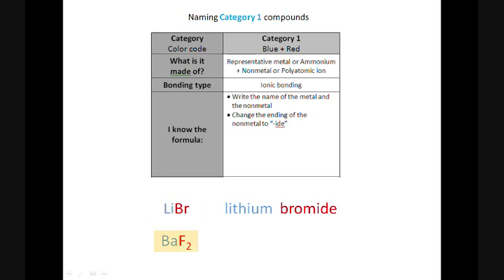All right, here's one more example just to make sure we're clear. Let's look at BaF2. Step 1. The names of the two elements here are barium and fluorine. Step 2. The nonmetal fluorine becomes fluoride. So the correct chemical name of this compound is barium fluoride. So there are two examples of Category 1 compounds where we are given the formulas and we need to write the correct chemical names.